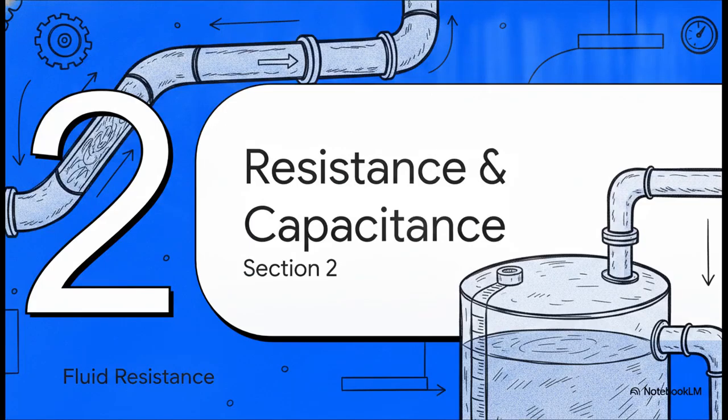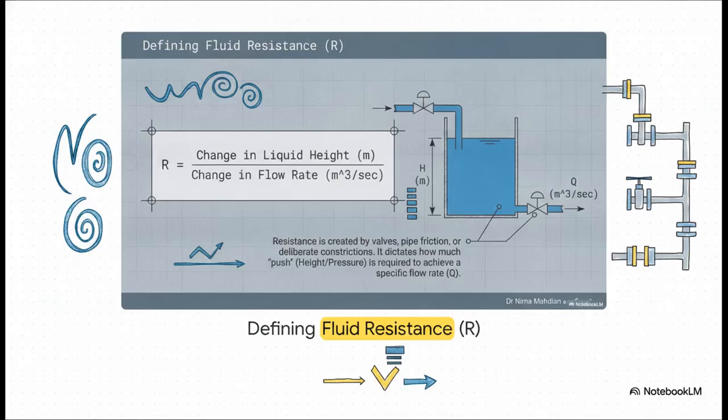Which perfectly brings us to Section 2, Fluid Resistance and Capacitance. Let's kick things off with fluid resistance, which we denote as R. Resistance is created by valves, friction in the pipes, or really any deliberate constrictions in the system. Mathematically, R equals the change in liquid height divided by the change in flow rate. A good way to think about it is it dictates exactly how much physical push, meaning liquid height or pressure, you need to actually force a specific flow rate Q right through that valve.